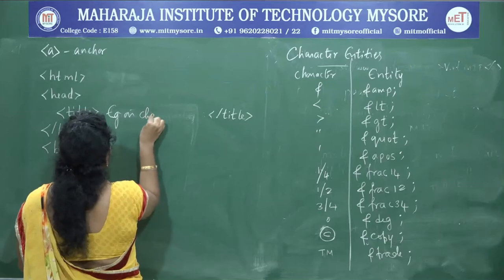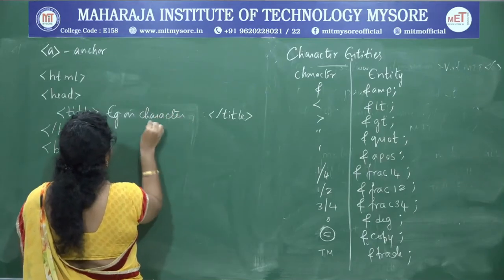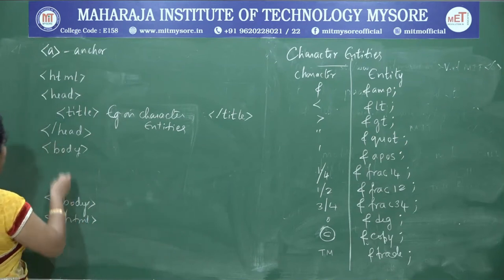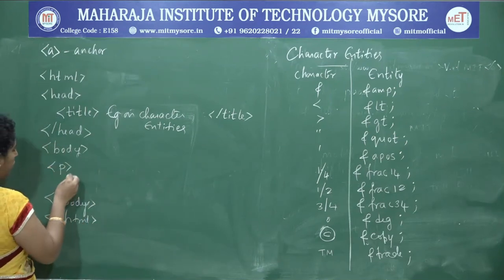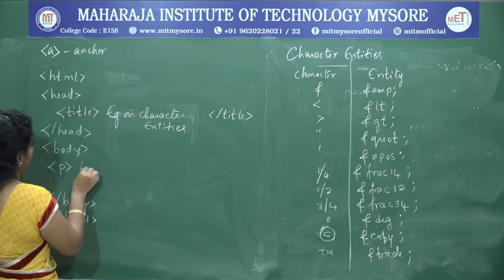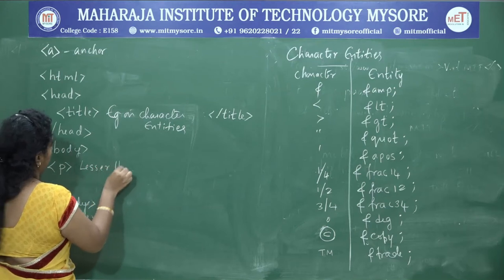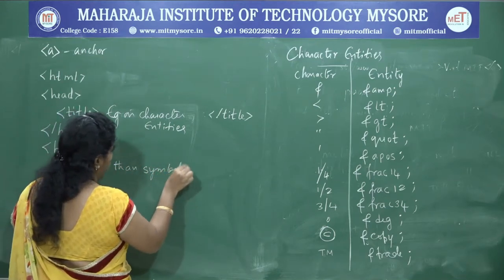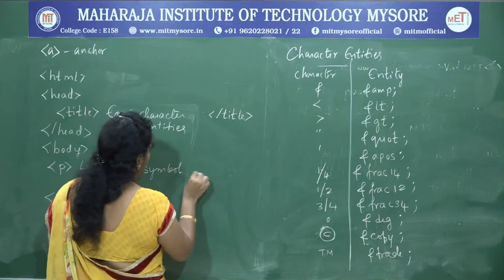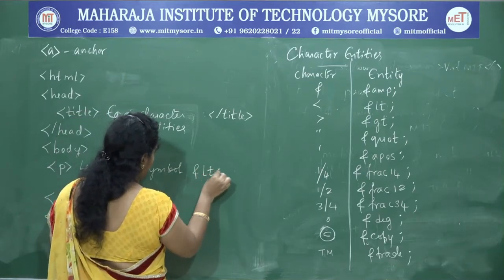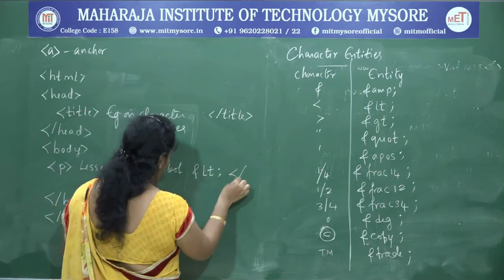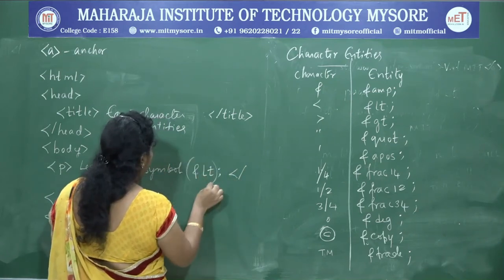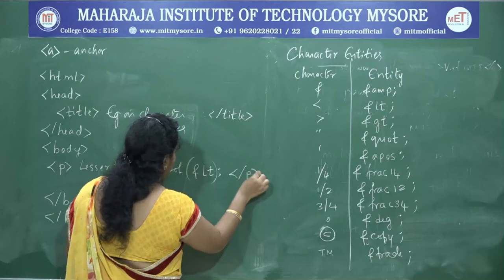Example on character entities. I want to print the lesser than symbol. So how do I print it? Ampersand LT semicolon. Now let me put it inside a bracket.